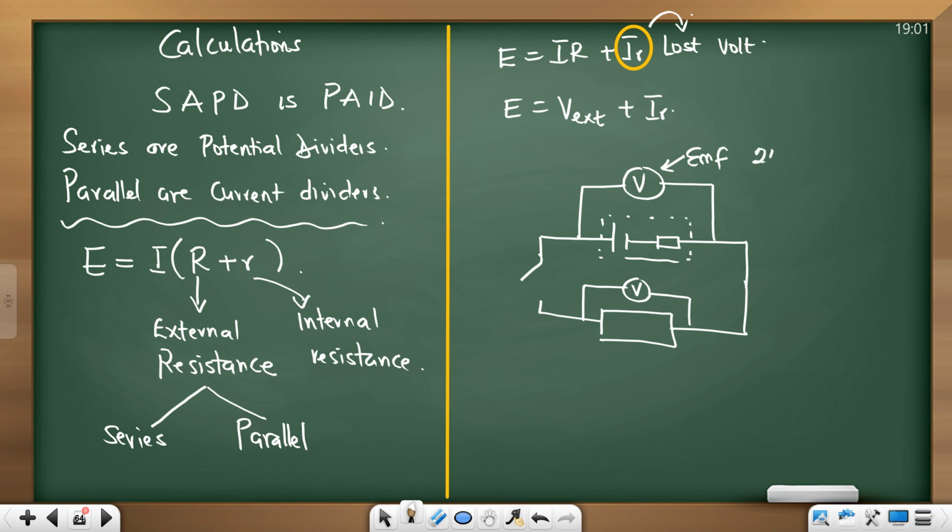For example, let's say 24 volts, just an example. Immediately I close the switch, that value, 24, will drop. Let's say it drops to 23 volts. What does it mean? We have lost 1 volt. It means our V lost is 1 volt. Why do we lose? Because of the internal resistance. When we close the switch, your voltage will always drop.